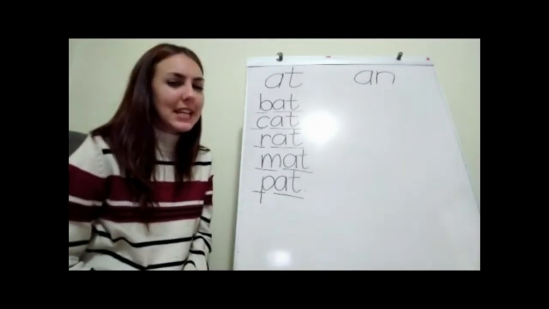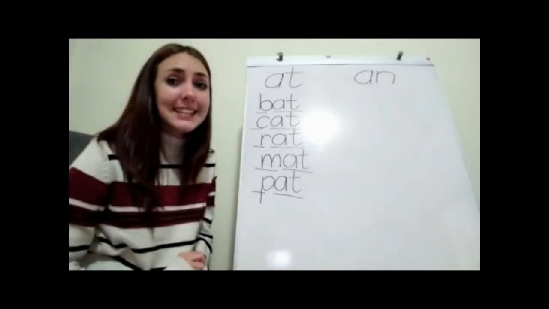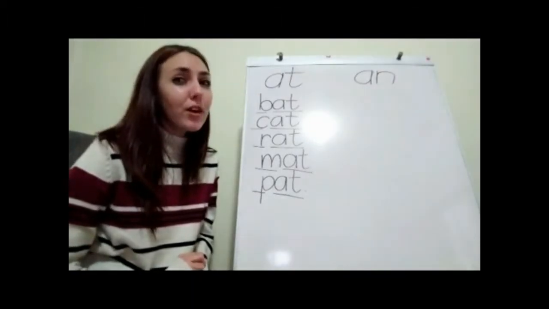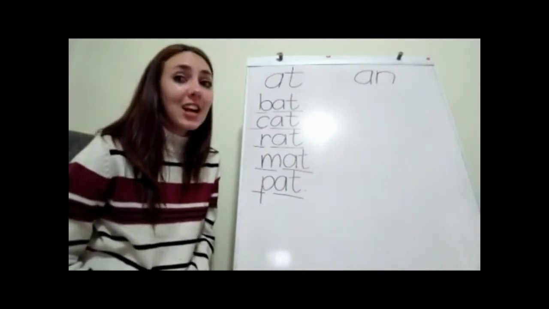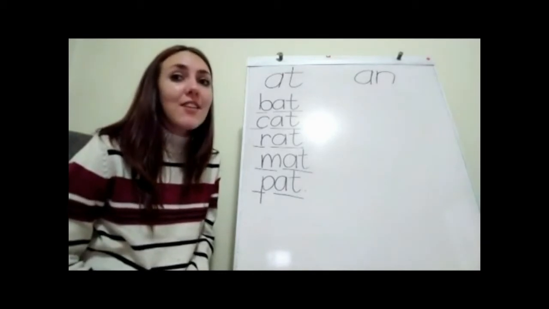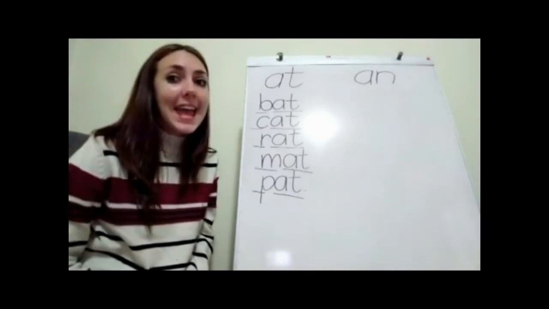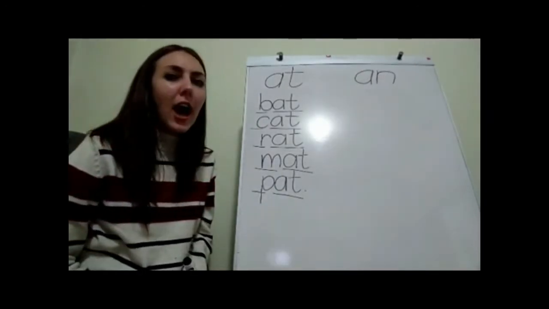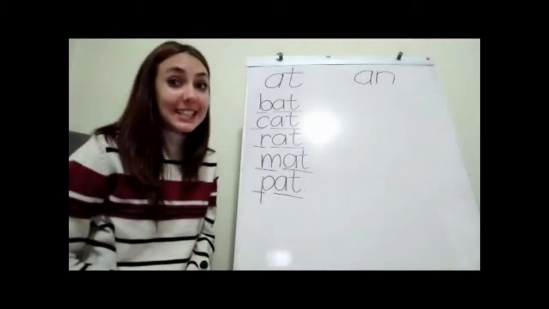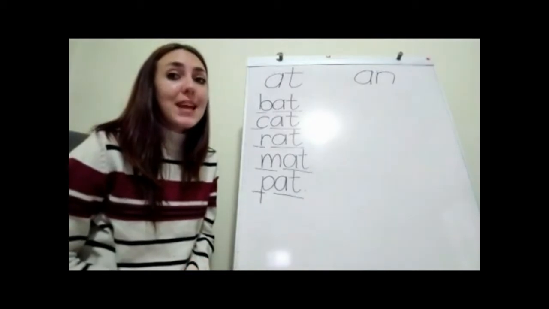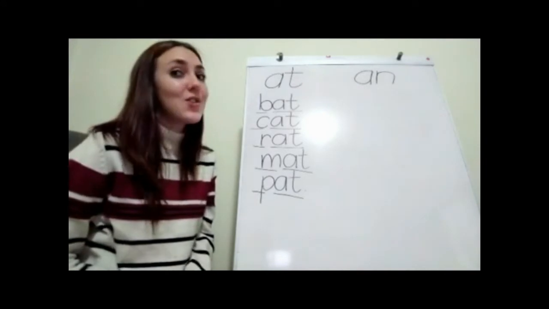But you are wondering, teacher said we are doing two sounds, and on my board you can see a second sound. This is also part of the at family, but it ends with an n. So this is now going to be the an family. An a and an n together make an an sound. I am going to take these words and change the t in those words to end with an n, and then I will have new an words.